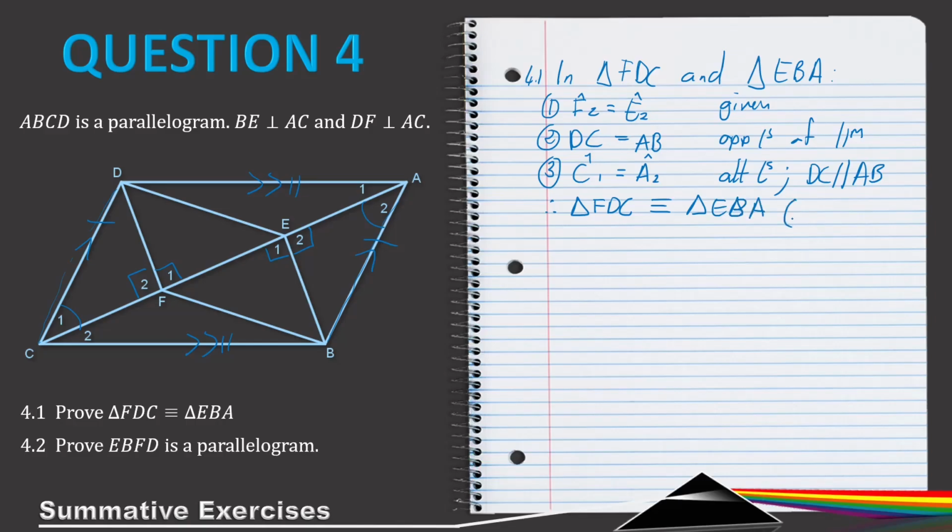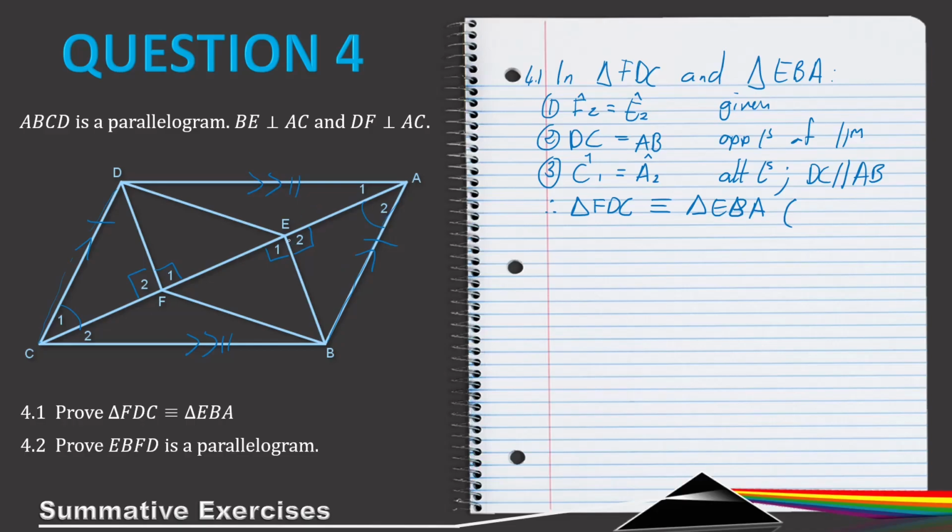What is our reason? Now we can be tempted actually to use that RHS reason, which is right angle, hypotenuse, and side. But the problem is the third one isn't a side. The third one's actually an angle, so it's not that reason. In this case, we basically can just say that we have 2 angles and a side. Now just remember to list them in the right order.